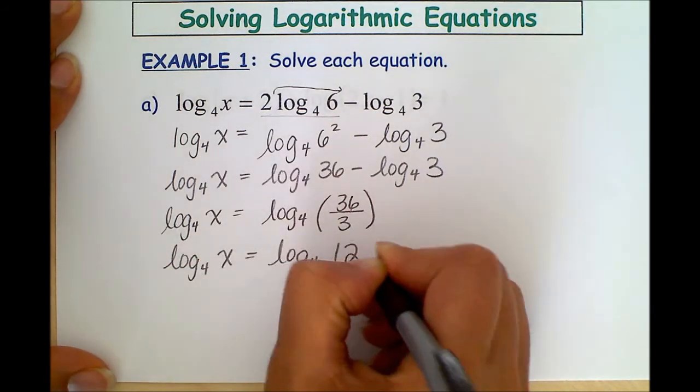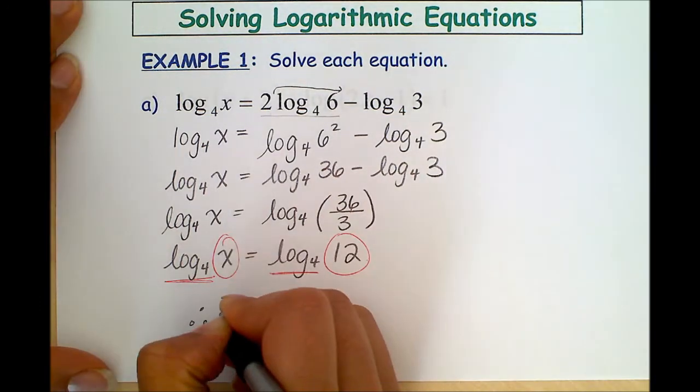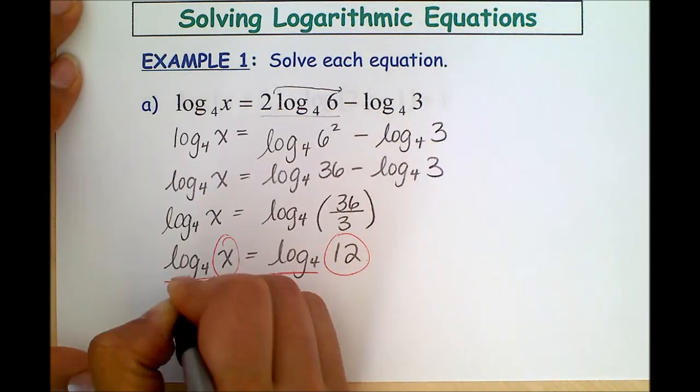What you'll notice is that because my logarithms have the same base, so I have log of something equals log of something, then these two parts must be equal to each other in order for the statement to be true. So this question is actually relatively easy. Therefore, x has to equal 12 is my answer.